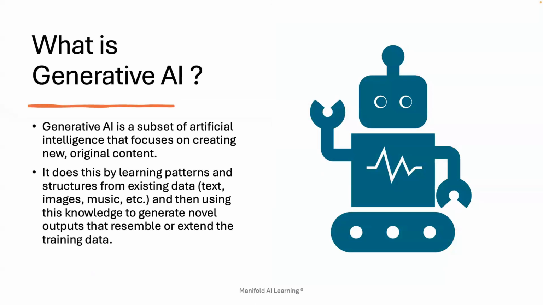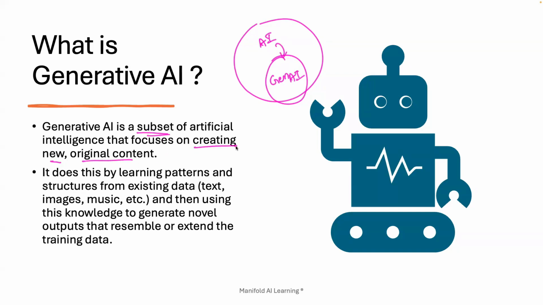Now, what is this generative AI then? So generative AI is a subset of AI. So if I say this is my AI, I'm calling this generative AI as a subset of this AI. What it does is it focuses on creating new original content. Now, how does it create? Well, it creates the new original content by learning the patterns and structures from the existing data.